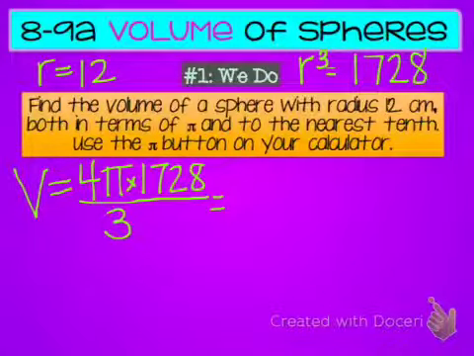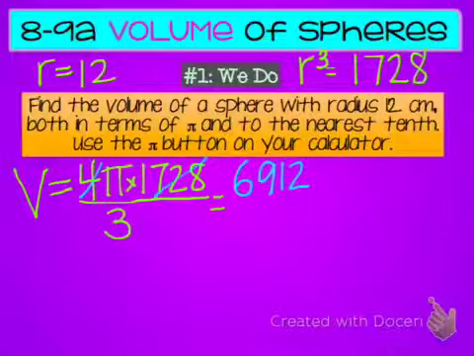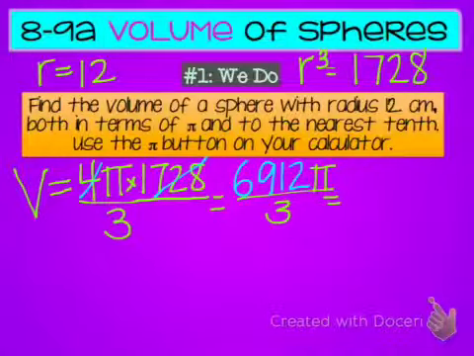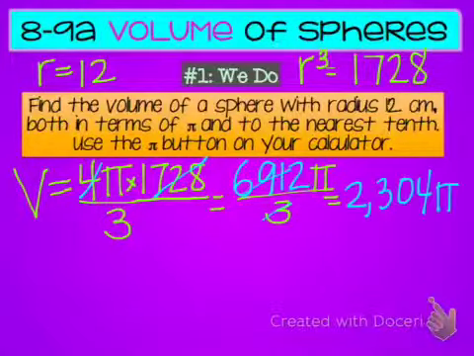And now we can start simplifying. If we do 4 times 1,728, we get 6,912. So we still have pi and we still have divide by 3. Now I'm going to divide by 3. 6,912 divided by 3 gives me 2,304 pi. So if they're asking us to solve just in terms of pi, it would be 2,304 pi.